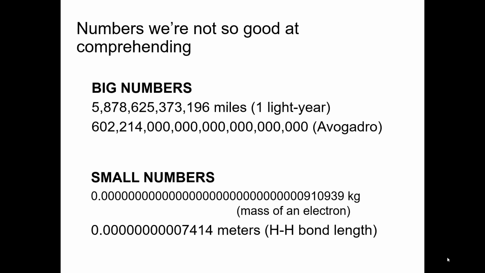We're also not so good at comprehending small numbers, such as these two down here. One of them is the mass of an electron, and the other one is the length in meters of a hydrogen bond length. These are very, very small, and we don't have a really good idea of what they mean. It's also a little bit hefty to just look at this and even figure out what the number itself is.